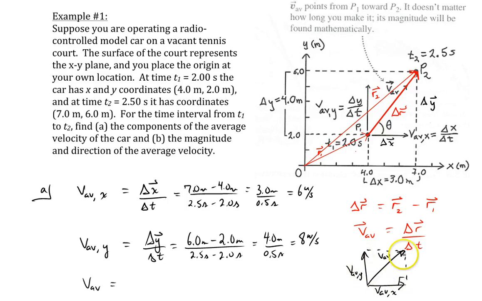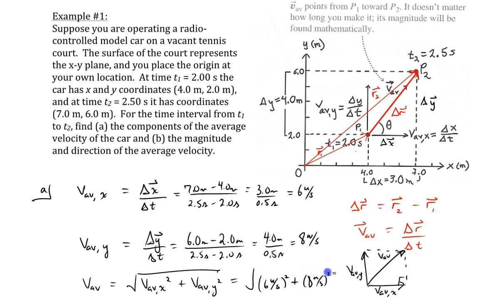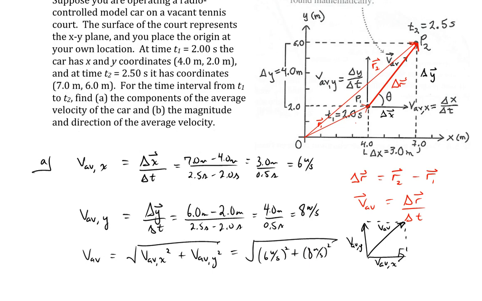If you were to put this over here now, you would then find the average velocity by taking the average velocity along the x-axis squared plus the average velocity along the y-axis squared. Then substitute your numbers in. We have 6 meters per second quantity squared plus 8 meters per second quantity squared, which gives you an average velocity of 10 meters per second. And that's the magnitude, by the way.